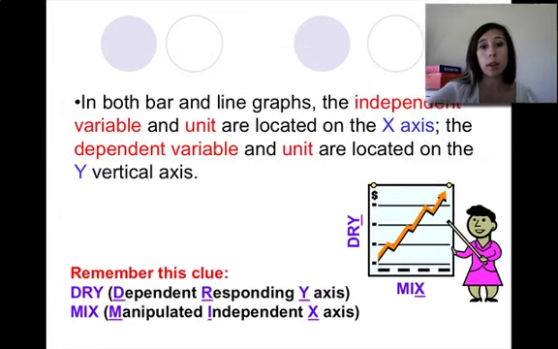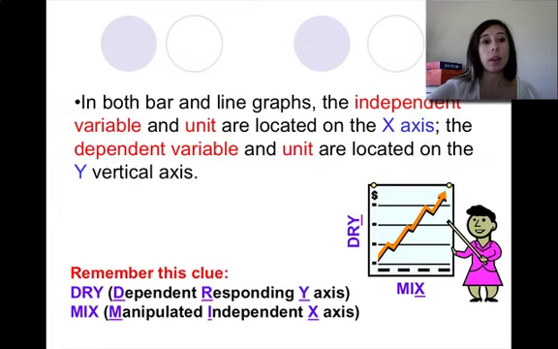Remember, in both bar and line graphs, your independent variable is on the x-axis and your dependent variable is on the y-axis. So there is this clue that helps you. The DRY MIX: the dependent responding at y-axis goes on the y, and then you have at the bottom the manipulated independent x-axis. So that's where you can identify where the independent or the dependent variable goes.